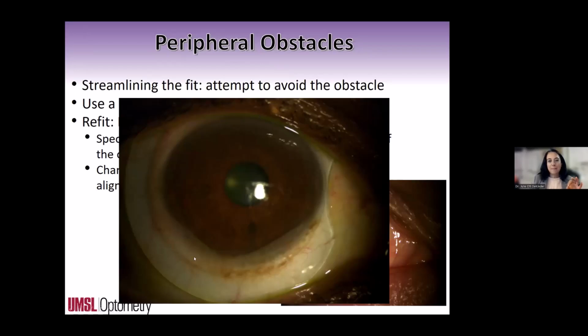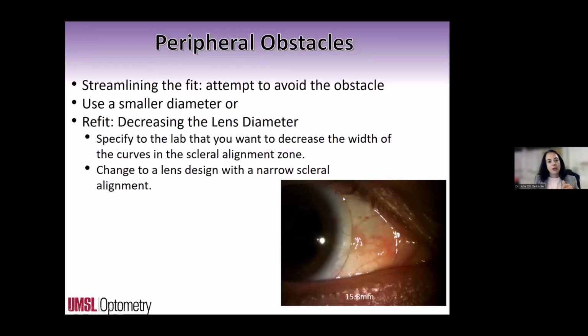So instead of putting a massive lens with a massive notch over something, I didn't do this, but I cleaned it up afterward. I think that might be the world's cutest, tiniest pinguecula. Don't do that. You can microvault, you can notch like that, but if you can actually just avoid the obstacle, that's going to be the better way to do it.